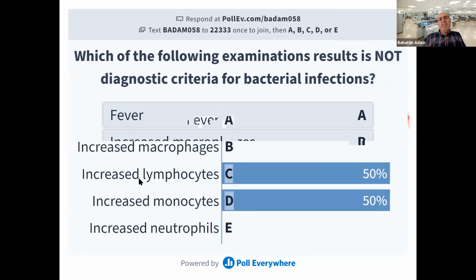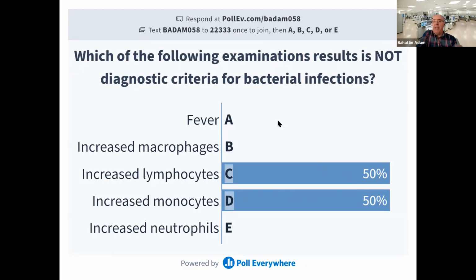Increased lymphocytes is associated with viral infections mainly. If you get a result of the peripheral blood count and see the lymphocytes are predominantly increased, you may predict that there is a viral infection instead of a bacterial infection.